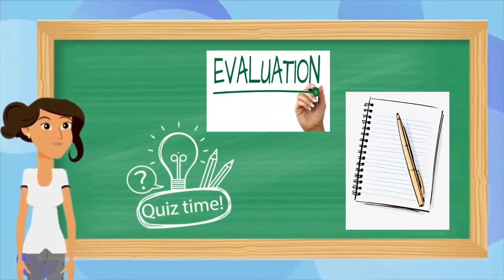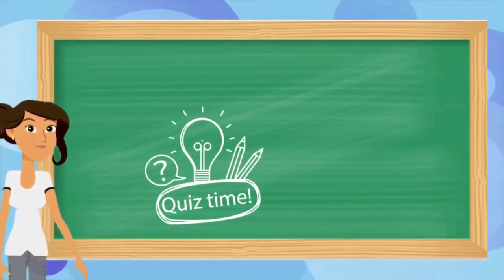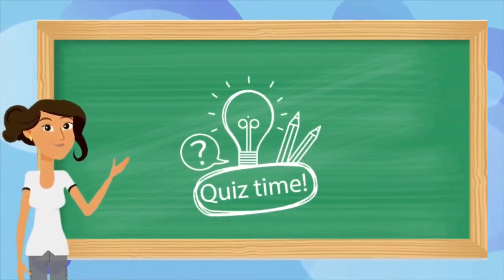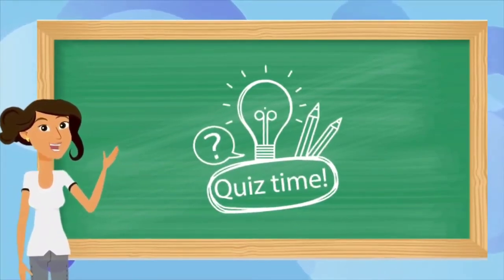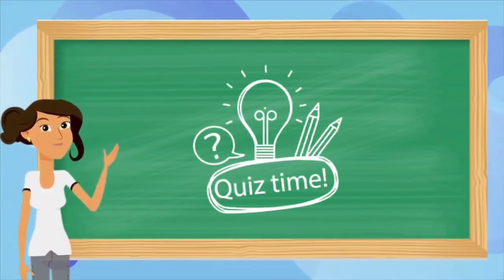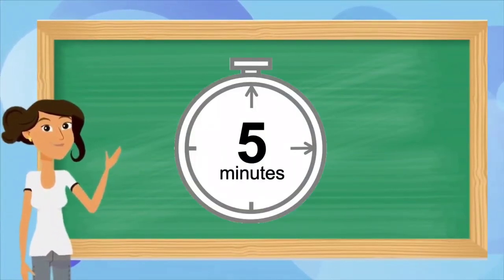Prepare your pen and paper. In this activity, you are going to identify the following basic hand stitches. Write your answer in your answer sheets. I am giving you 5 minutes to answer. Good luck.